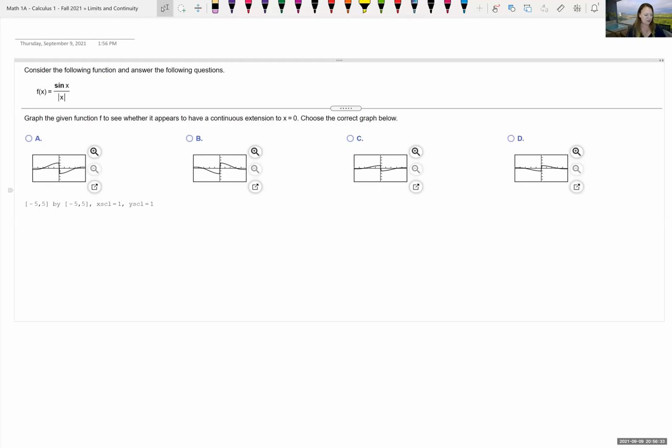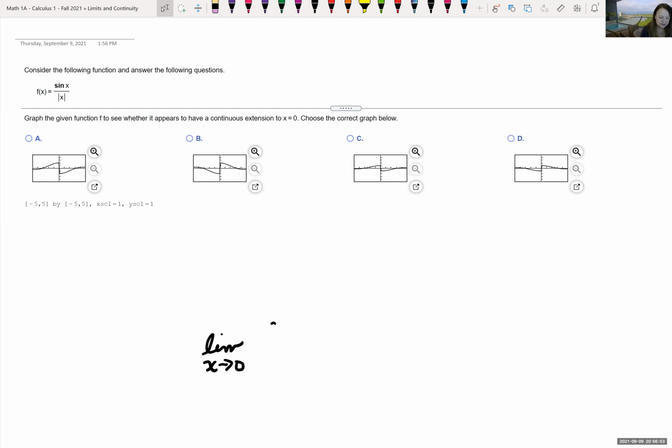Okay, so looking at this one example, we have f of x equals sine x over the absolute value of x. We want to look at what the graph looks like. And so first of all, let's look at a couple of things. We had talked about the special limit as x approaches 0 of sine x all over x. Recall this was equal to 1.